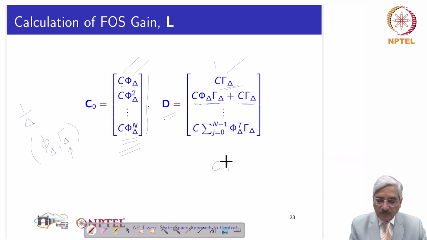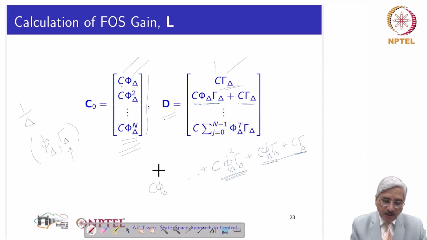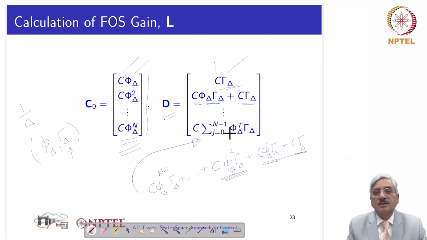Next one will be C φ_δ² Γ_δ + C φ_δ Γ_δ + C Γ_δ. So in this manner, the first one is C Γ_δ, the second one is C Γ_δ plus C φ_δ Γ_δ, the third one is these two plus C φ_δ² Γ_δ, and the last one is C φ_δ^(n-1) Γ_δ etc. This is expressed concisely by this.